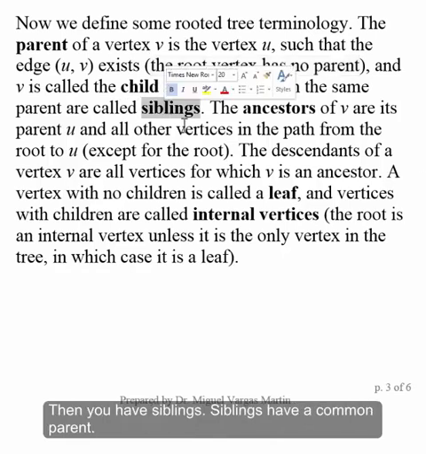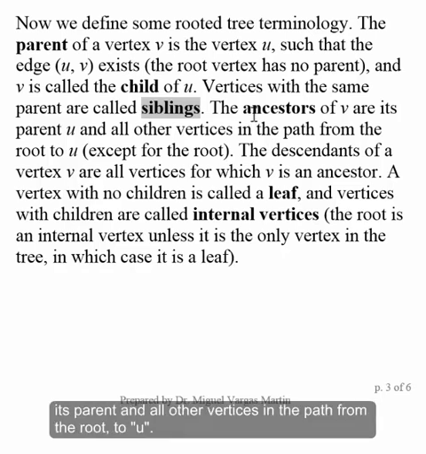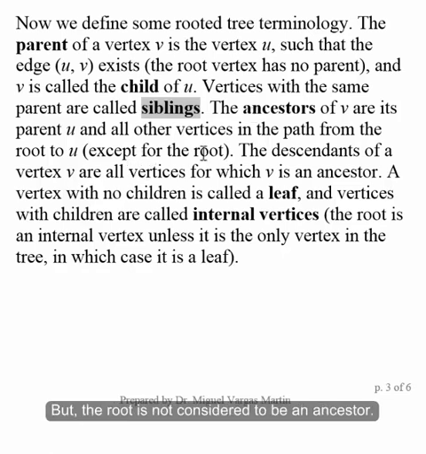Then you have siblings. Siblings have a common parent. And then the ancestors of V are its parent and all other vertices in the path from the root to U. But the root is not considered to be an ancestor.